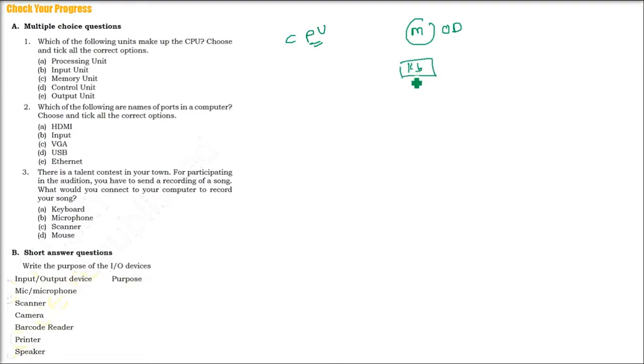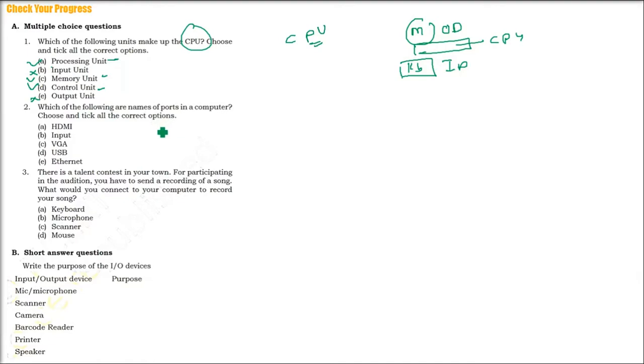Right? This is a keyboard and this is a mouse I'm trying to show you. Mouse is input, monitor is output. Whatever is inside, this comes under CPU. So input unit, output unit, just remove it. Processing unit, memory unit, control unit, these are all part of your CPU. So what is the answer? A, C and D.